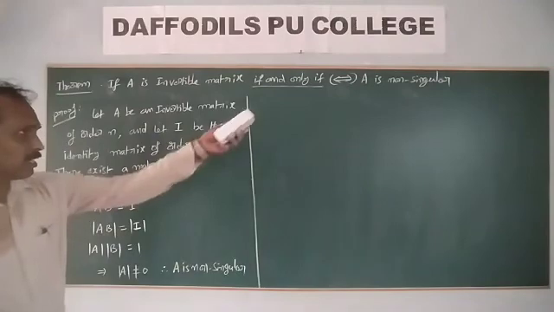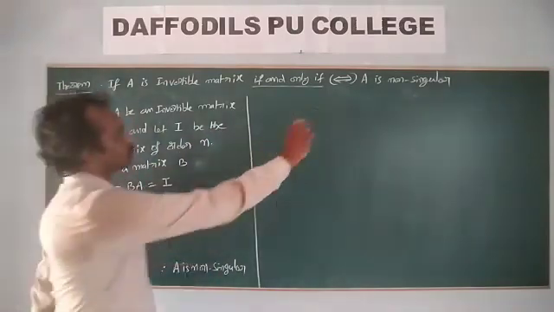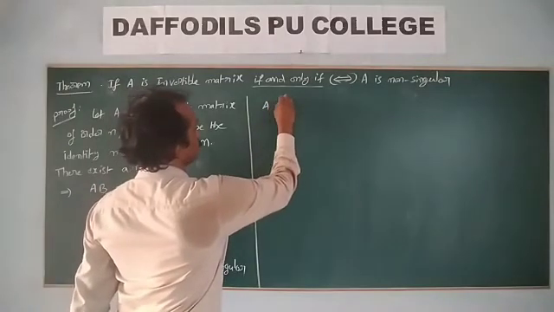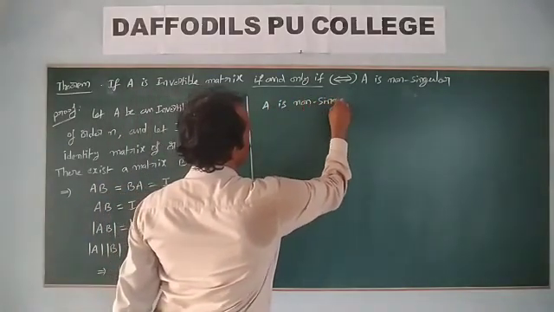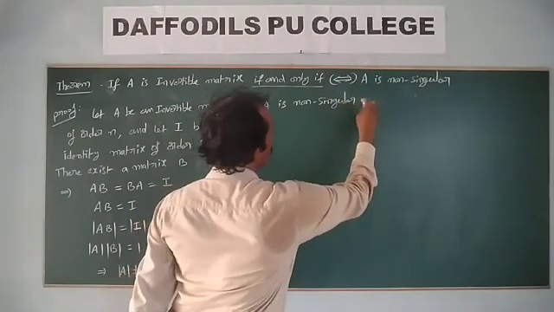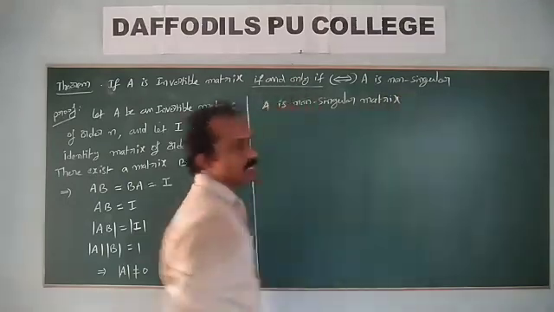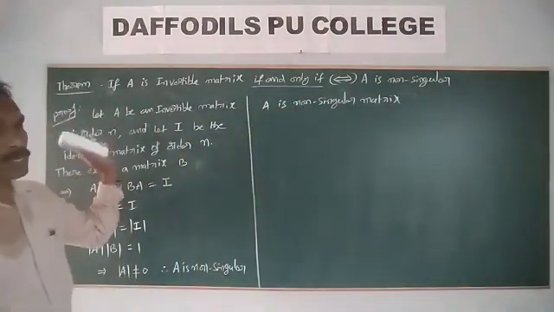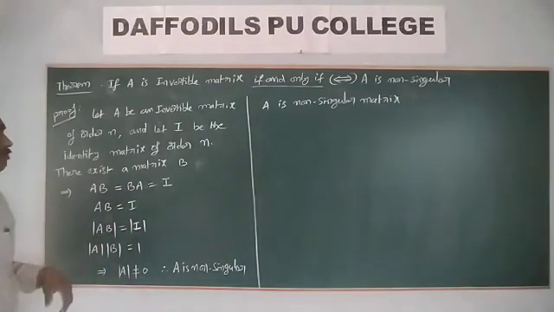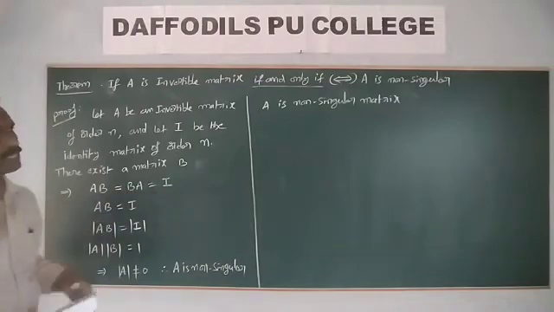Now take the converse. Take A is a non-singular matrix. We will prove that A is invertible. Then what is to be proved? That A is an invertible matrix. What is an invertible matrix? Show that AB is equal to BA is equal to I.